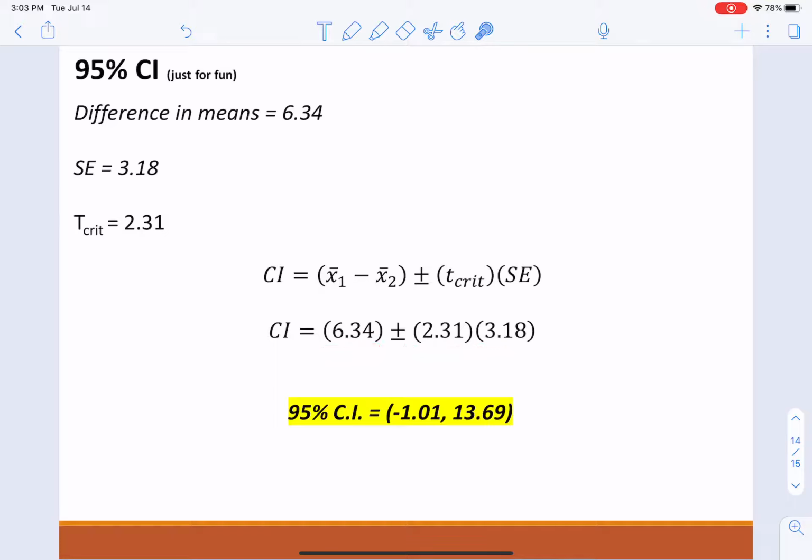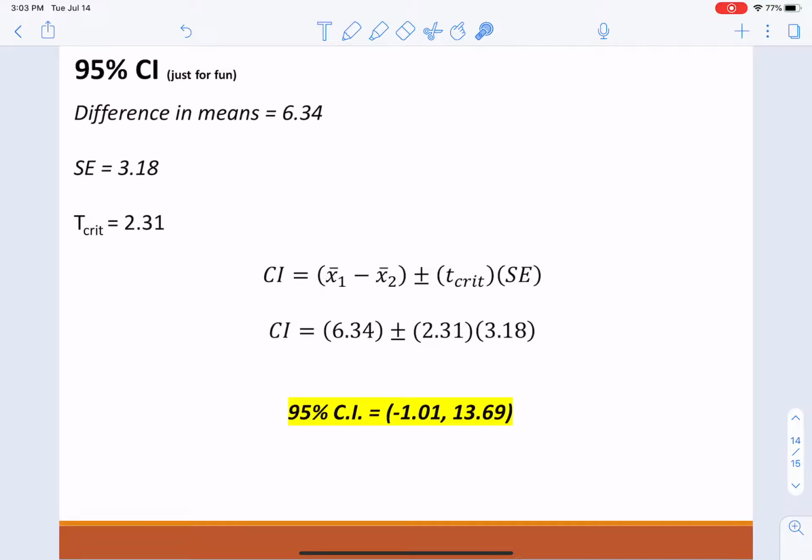And when you work out that math, we can be 95% confident that the difference, so this is our 95% confidence interval. Our lower bound... we can be 95% confident that the true difference in the populations is between negative 1.01 and 13.69. Okay? What do you see here, though?